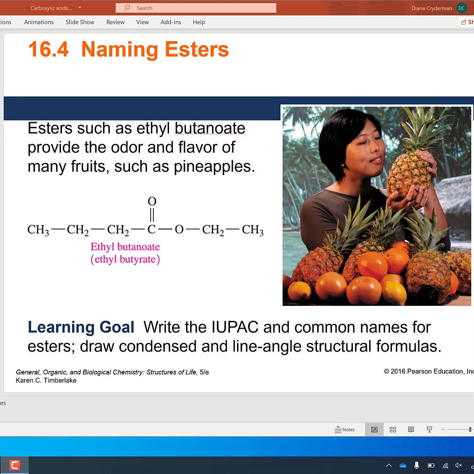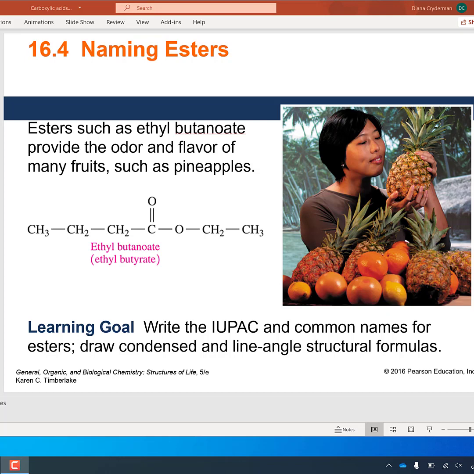Hi, Chem 110. In a previous video, we looked at esters and briefly introduced them. We looked at how esters can be formed through a reaction called esterification, where we joined a carboxylic acid with an alcohol. And now we're going to be naming esters. Naming esters really boils down to breaking it apart back into the carboxylic acid and the alcohol and looking at what those original names would have been.